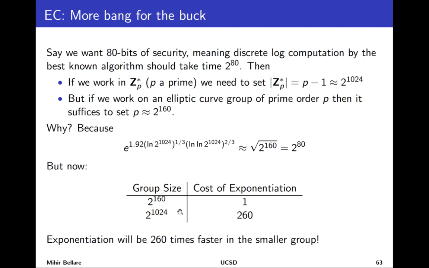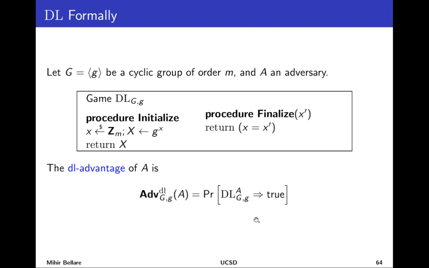But what about costs? Exponentiation is the main cost for encryption, and we saw that this is a cubic time algorithm. This means that the cost is roughly cubic in this exponent. So if you take the ratio of these two exponents and cube that, you'll get 260. And that tells us that the elliptic curve will be that much faster over here.